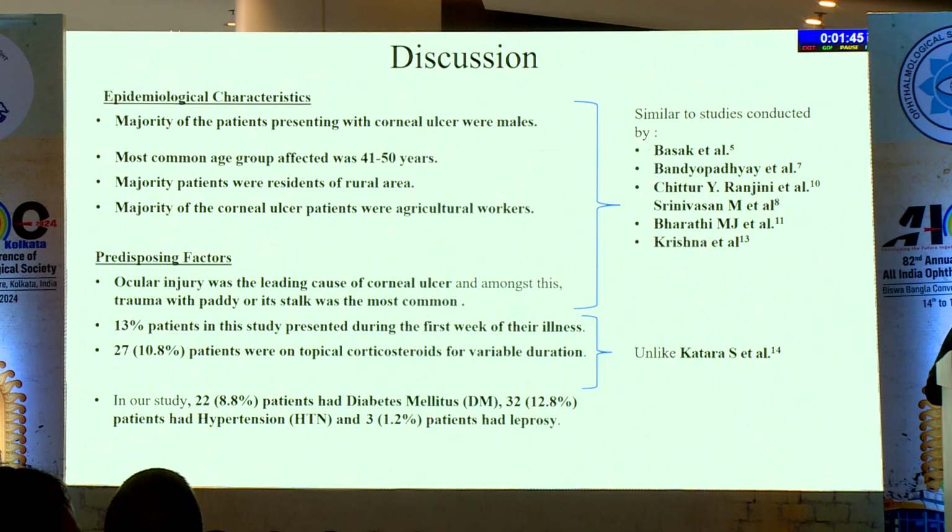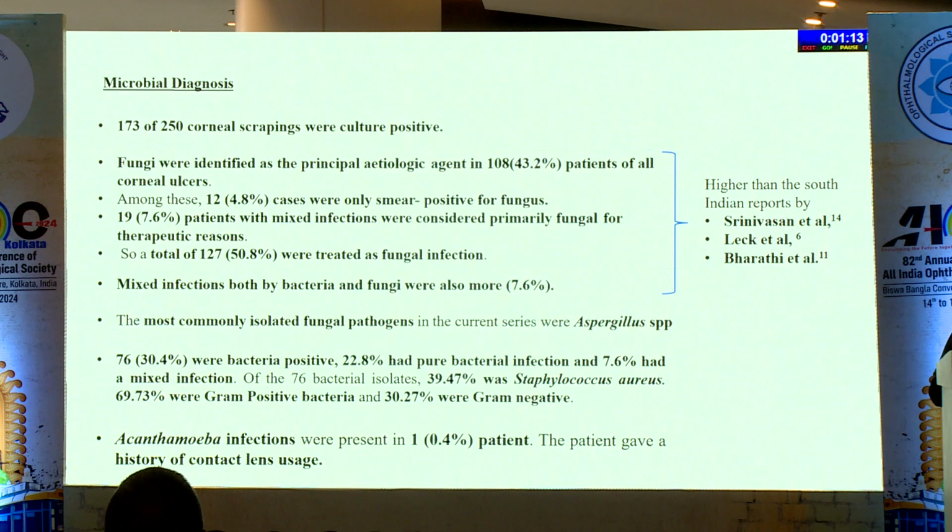Regarding the discussion, epidemiological characteristics, the majority of the patients presenting with corneal ulcer were males. Most common age group was 41 to 50 years, were residents of rural areas and were agricultural workers. Ocular injury was the leading cause of corneal ulcer. All of these findings are similar to other studies conducted in India. Two findings which were significantly different in our study were that 10.8% of patients were on topical corticosteroids, which was higher as opposed to other studies, and few patients presented in the first week of their illness. Mostly in our study, patients presented late.